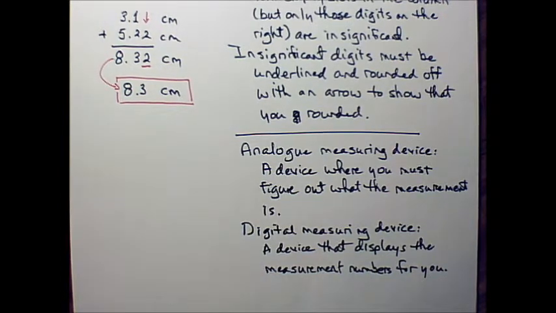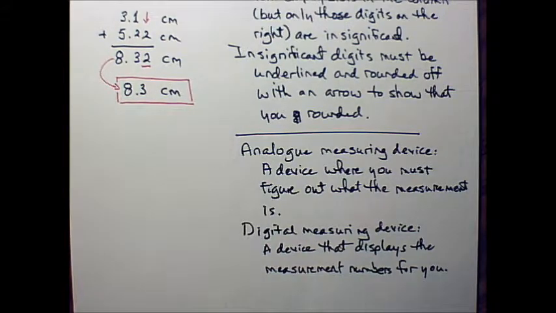With a digital device, every number displayed is significant. You don't estimate digits with digital. You only estimate the final digit when you use an analog device. All right. That's a few definitions, kind of getting us started here.